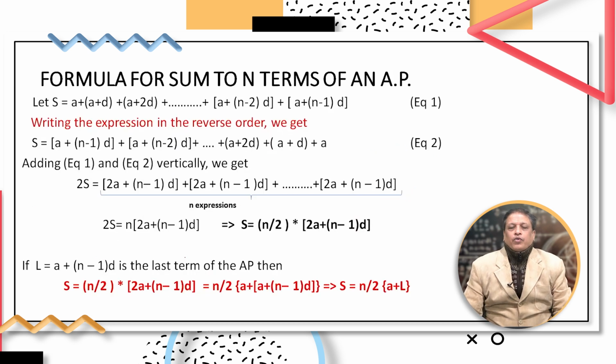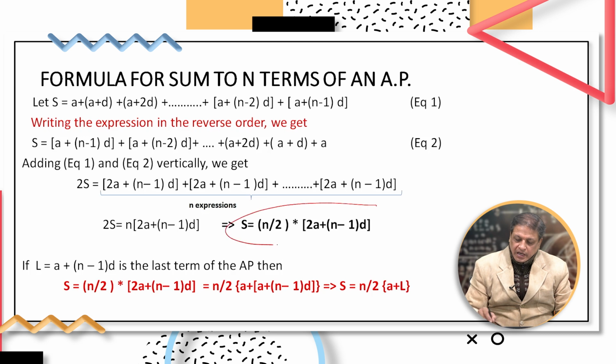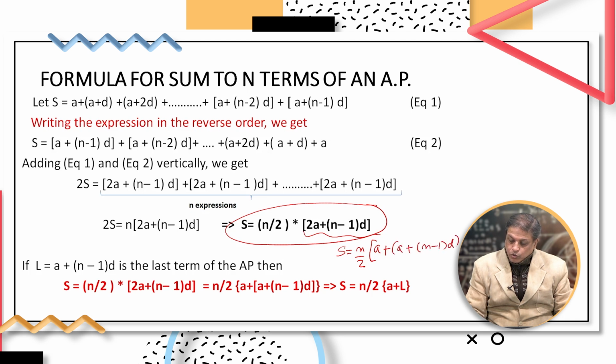Now, there is a formula for the sum of n terms, and we learned how to derive it when we were delivering those sessions. The sum of n terms is S is equal to n by 2 into 2a plus n minus 1 into d. You can also write this expression as S is equal to n by 2 into a plus a plus n minus 1 into d.